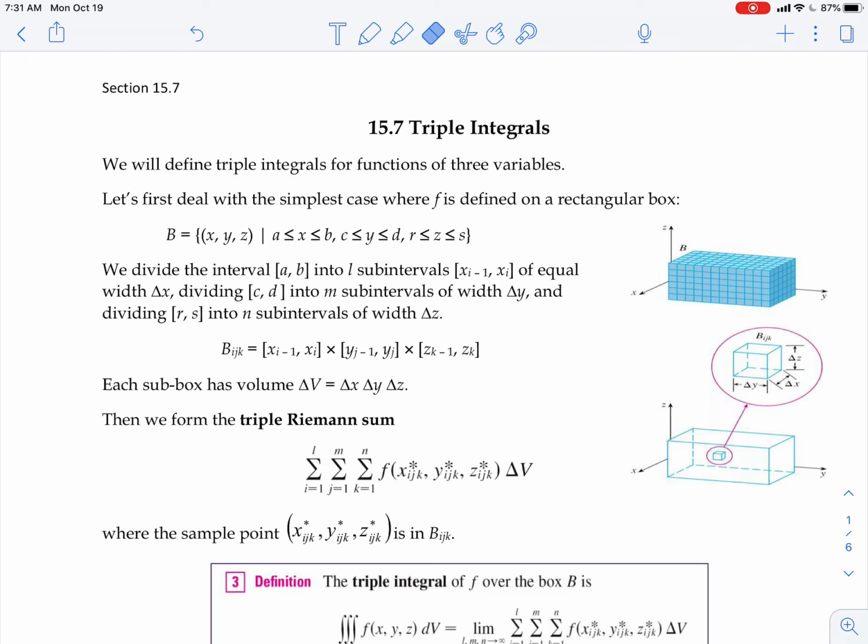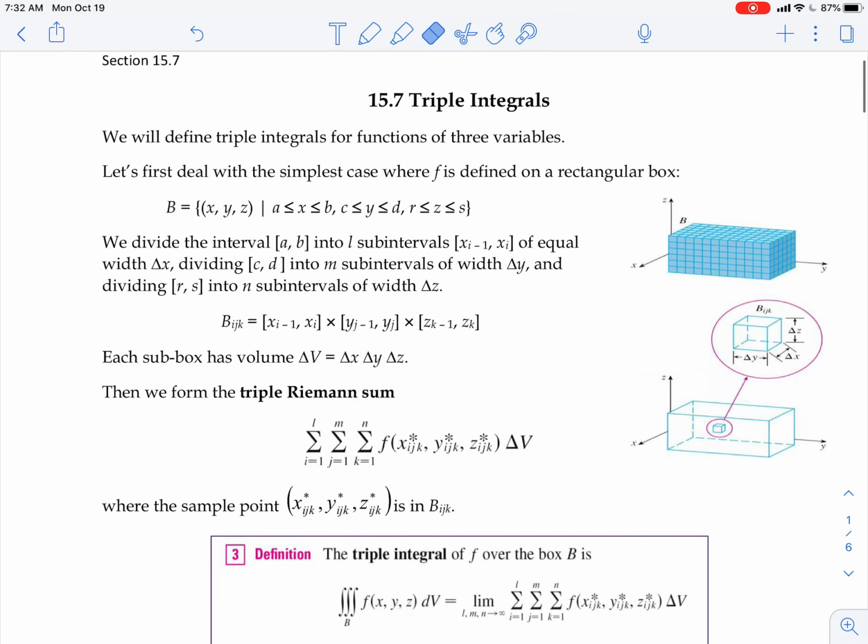We were able to find the area underneath the surface, or we were able to find the mass of a piece of lamina. And if you remember, lamina is that really thin plate. It's got two dimensions, it's got length, it's got width, but it's very, very thin. And it helped us find the mass of that.